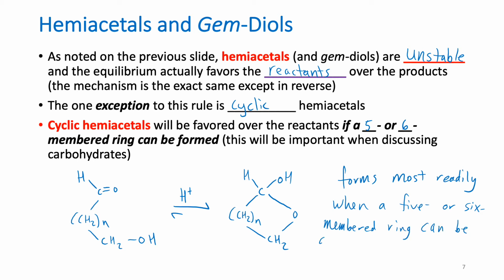We're not going to talk about why that is the case, but as we saw in previous chapters in OChem 1, 5 and 6 membered rings tend to be pretty stable due to the bond angles, torsional strain, dihedral angles, and 1,3 diaxial interactions and whatnot. So 4 and 7, they don't make the cut.